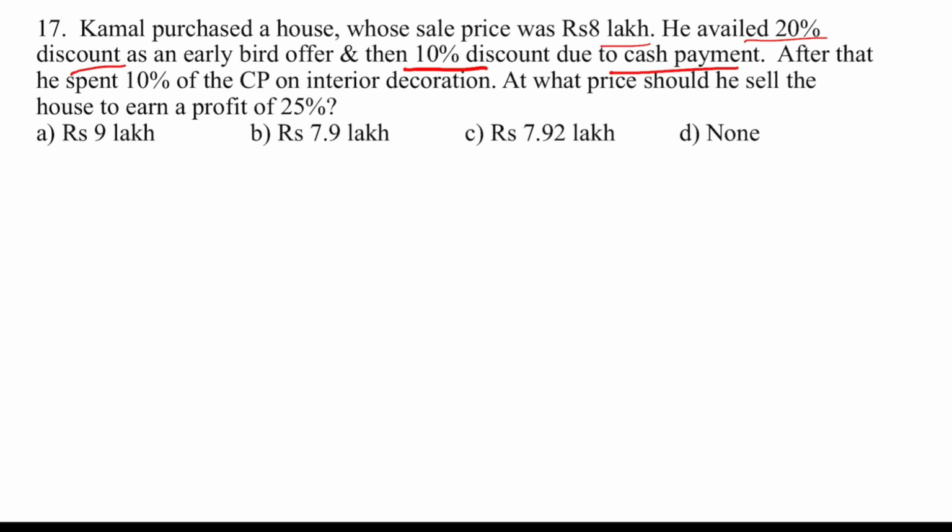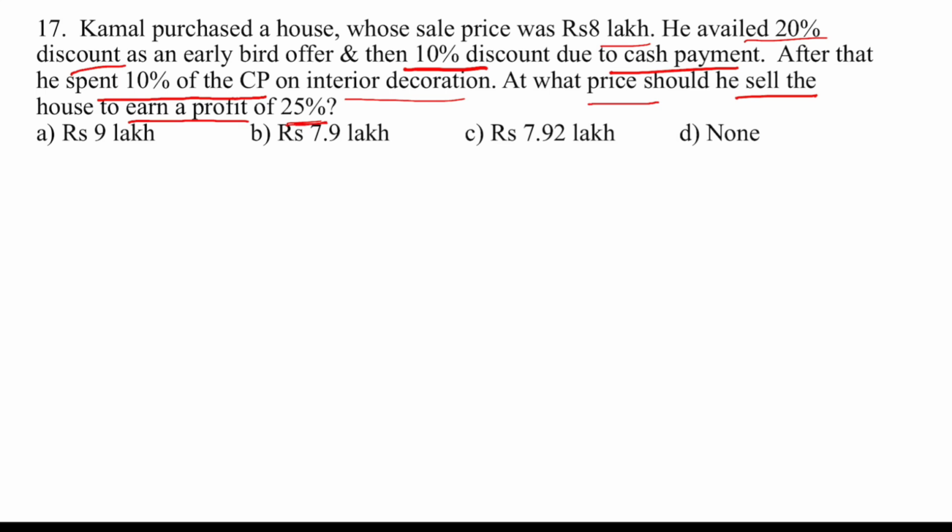After that he spent 10% of the cost price. So whatever was the cost price, 10% of the cost price he spent on interior decoration. So at what price should he sell the house to earn a profit of 25%? So after spending all this, if he has to make a profit of 25%, at what amount does he have to sell?